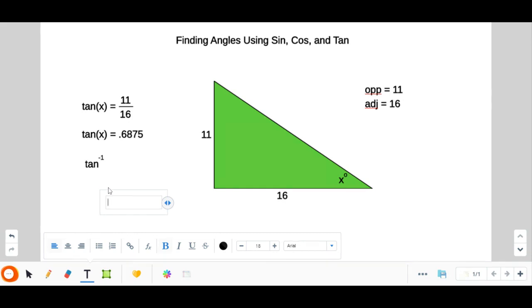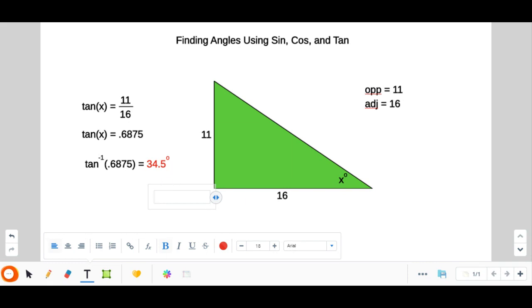But what this button does, and this function, it allows you to take the tangent and figure out what angle has a tangent of 0.6875. So you type in inverse tan of 0.6875, and you'll get 34.5 degrees, which is our answer. That's our final answer. X is going to be 34.5 degrees. Or really, X is 34.5, because I already have the degrees there.